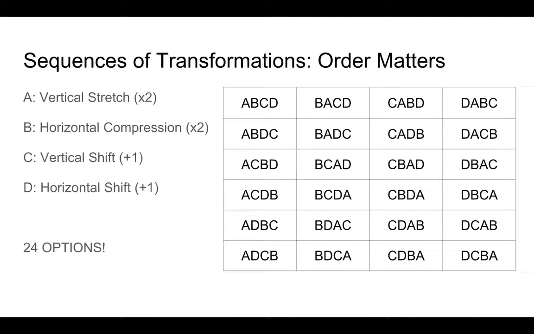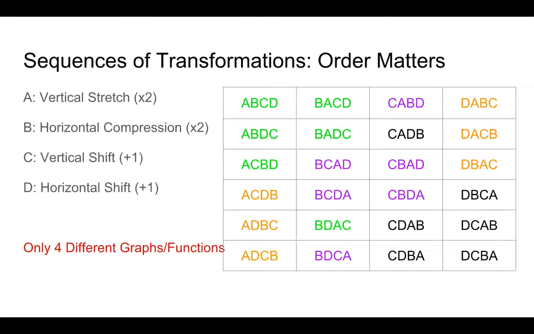The important thing here is that even though we have 24 different options and order does matter, we don't have 24 different solutions. We actually only have 4 different graphs or functions that could come out of this. So some order matters, but some order doesn't. So there are only 4 different ways that it really makes a difference, and they go in these groups. You don't need to memorize these groups because we're going to talk about how these function when we see the equations.